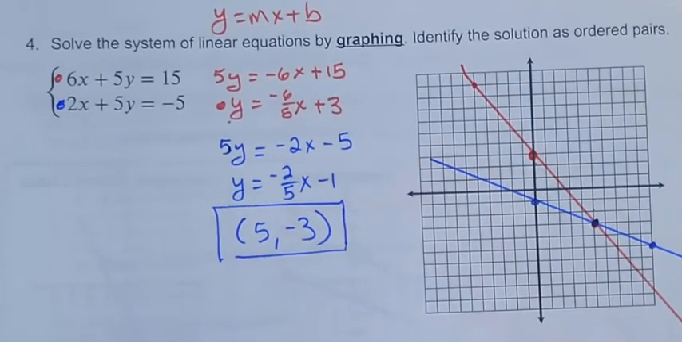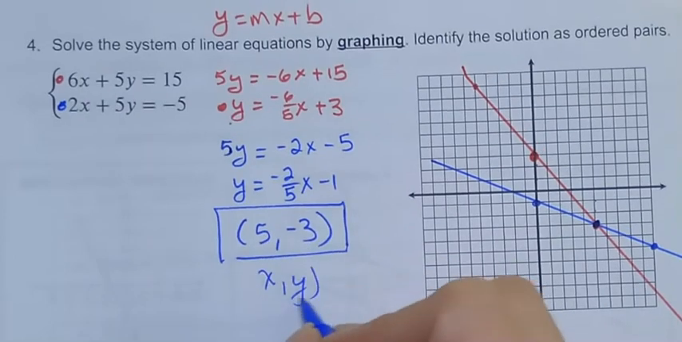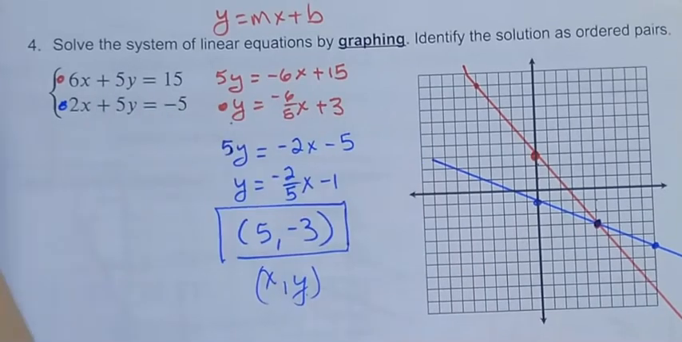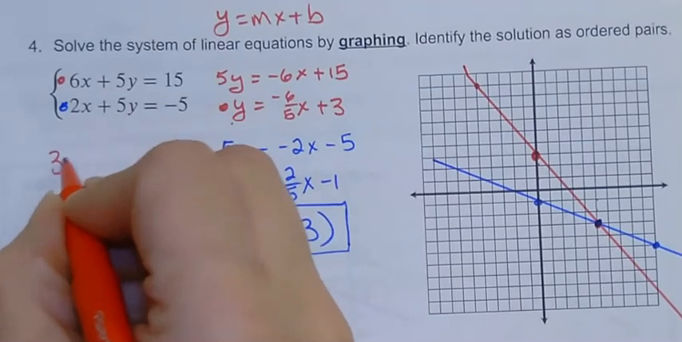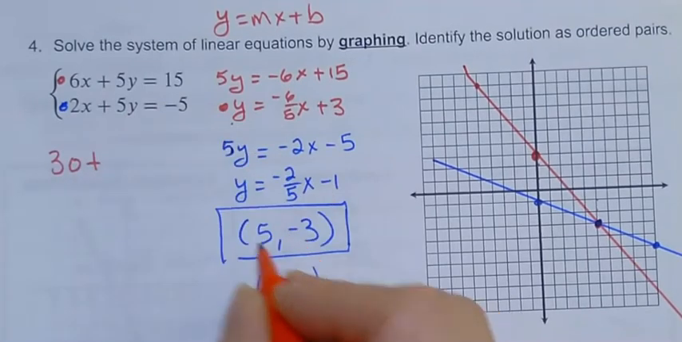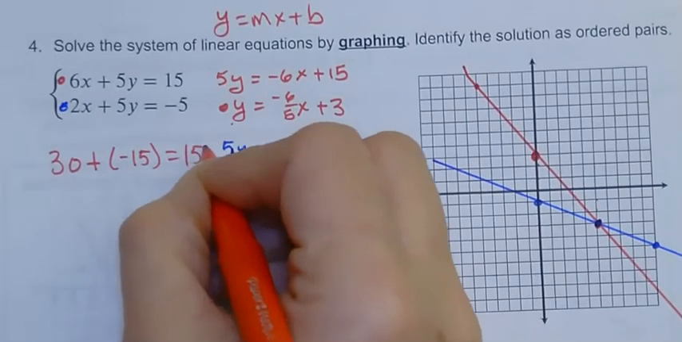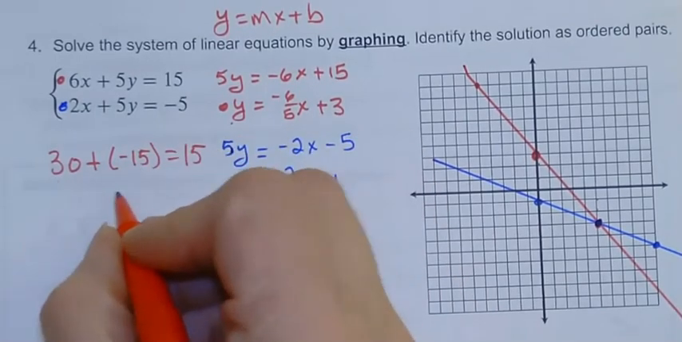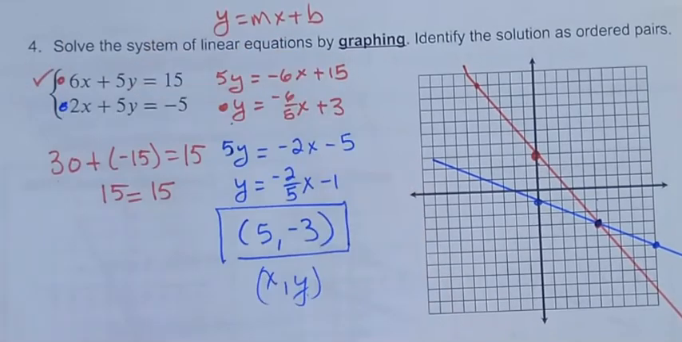If I check my work, of course I would plug 5 and negative 3 in as x and y. Remember, it's always x, y in my two equations just to check my work. So if x is 5, then I have 30. And if y is negative 3, I have negative 15. That equals 15. And sure enough, 30 plus negative 15 is 15. 15 equals 15. So it works for my first equation.